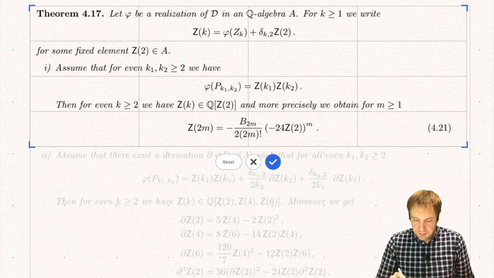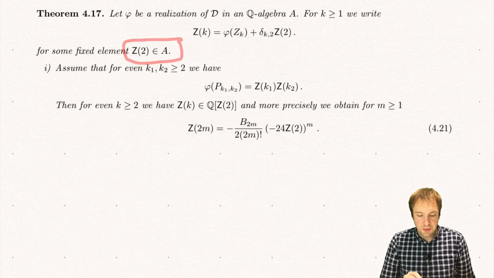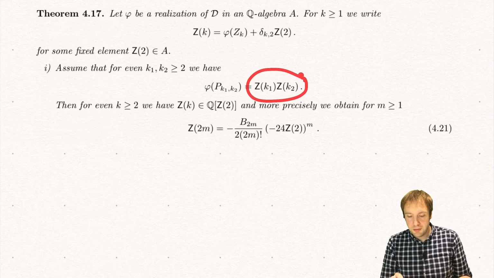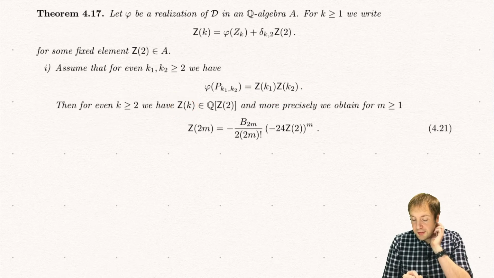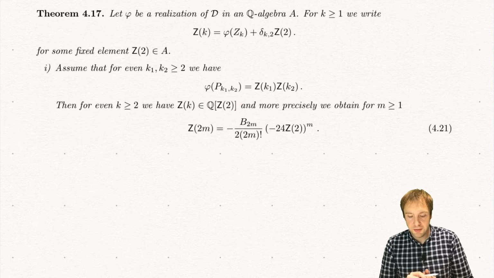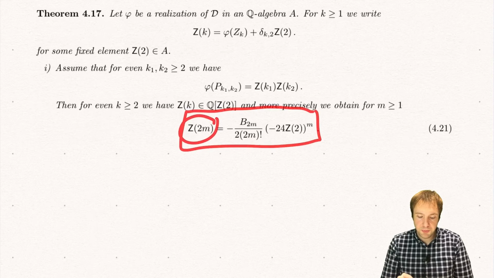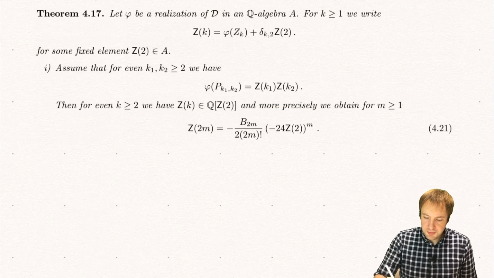And now the first statement is that, assume that we have a realization such that we can find z_2 like this, such that the image of this P is exactly the product of these z's. Then we can show that this z_k is always a polynomial in z_2, and moreover we can give an explicit formula for these even z's in terms of some Bernoulli numbers and this.